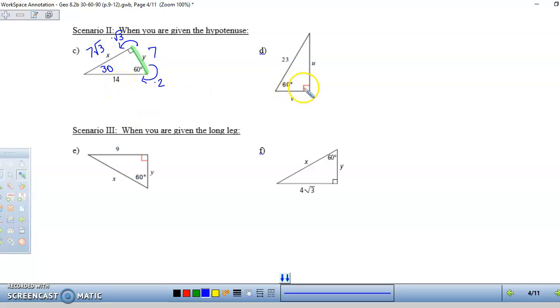Okay, the next one, again, obviously you have a 90 and a 60. Therefore, I can write the 30. The short side is across from the 30. Always go from the short side to the hypotenuse. So here I'm going to do 23 divided by 2. What is that? 11.5. You could also just write it as 23 over 2. That also works. And then you take that number times root 3. So I am just going to write it as 23 over 2 root 3.